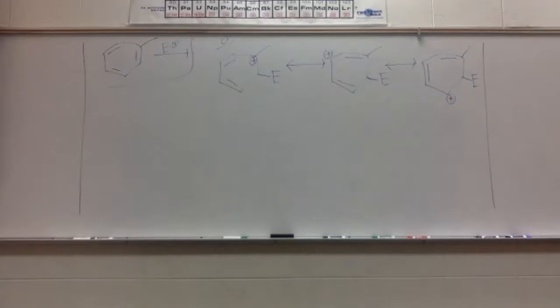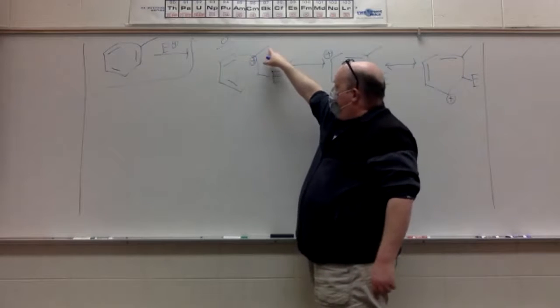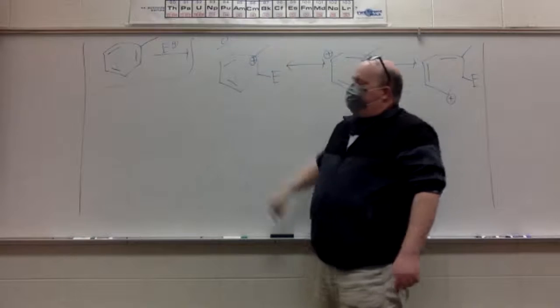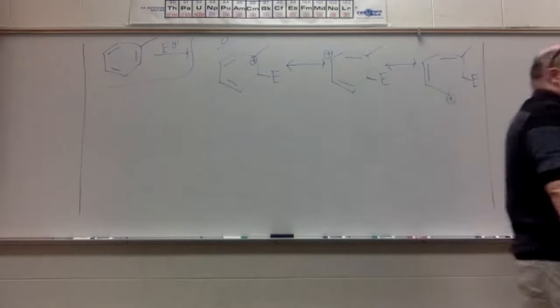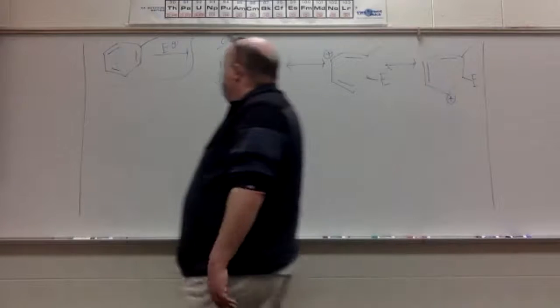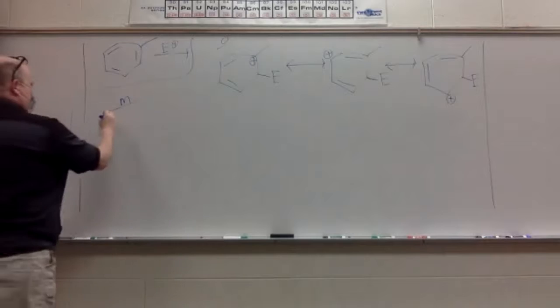Okay. Now, sometimes we can draw a fourth one. Can we do that here? No. The only time you can ever draw a fourth one is if you have a positive charge here and a heteroatom here, like an oxygen or nitrogen or something like that, that has unshared pairs of electrons. We don't have that here. So we just get 3, right? Then we start over, do the same thing for meta.